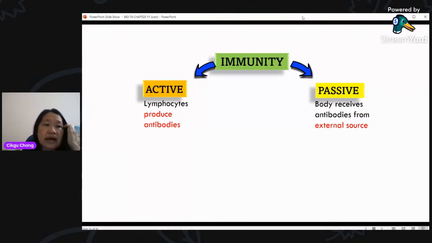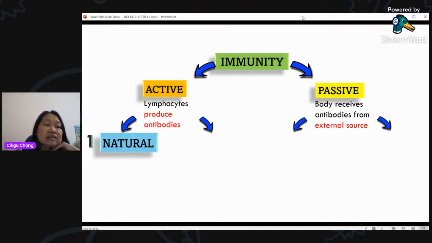Then under active, there are actually 2 types. Now we further classify into 2. In all, there are 4 types of immunity: active, then passive, and under active there are 2, natural and artificial. What is natural? We read it this way: natural, then we go up, we call it active, and lastly, immunity.